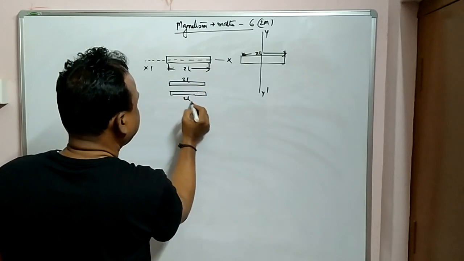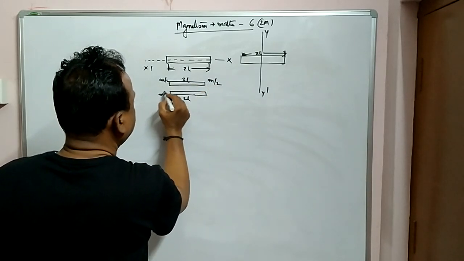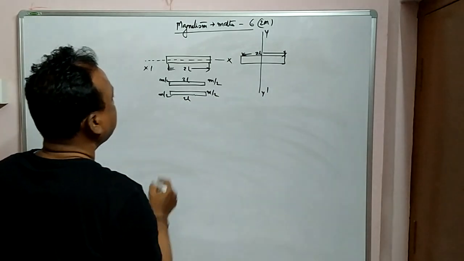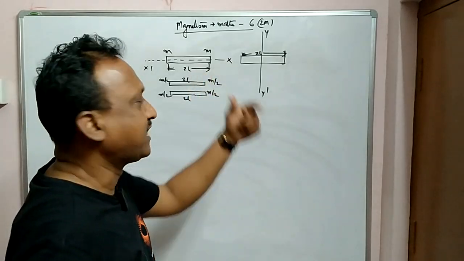There is no change in length. The pole strength becomes half, m by 2. Initially the pole strength was m, so the length remains the same and the pole strength becomes half.